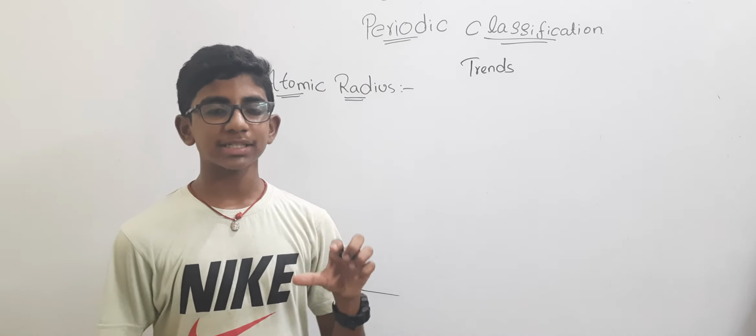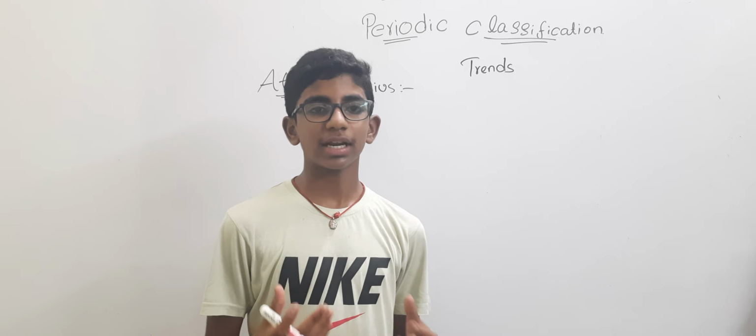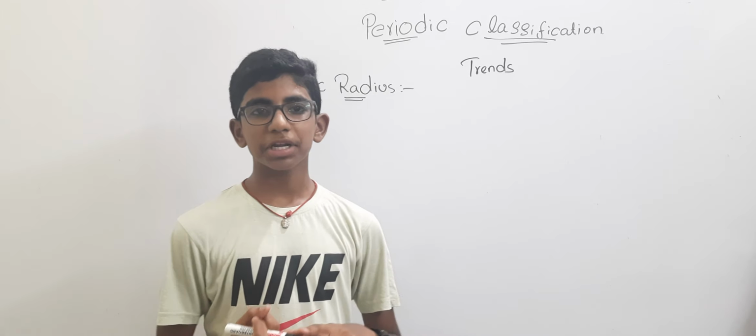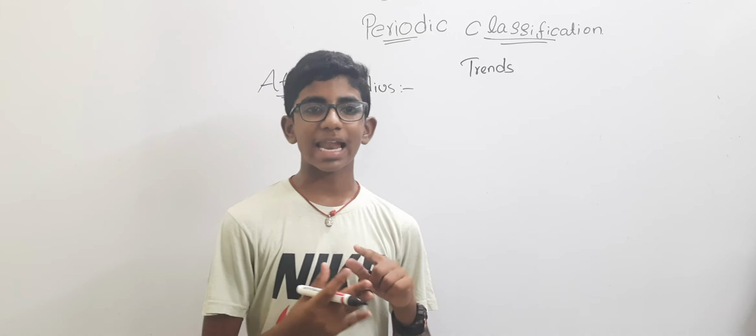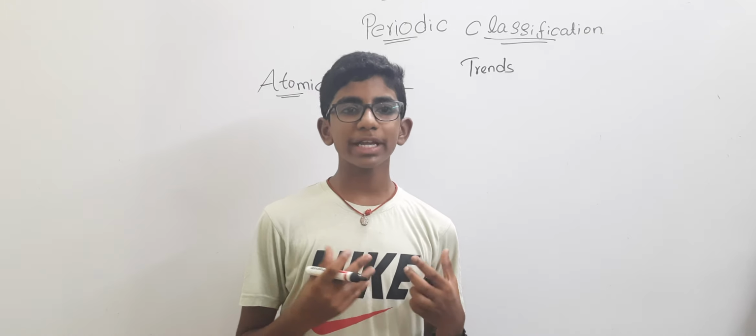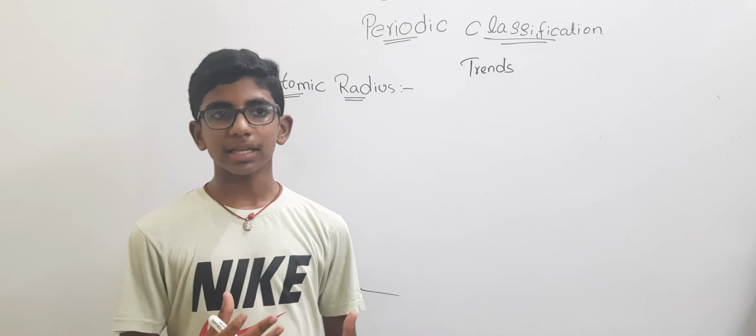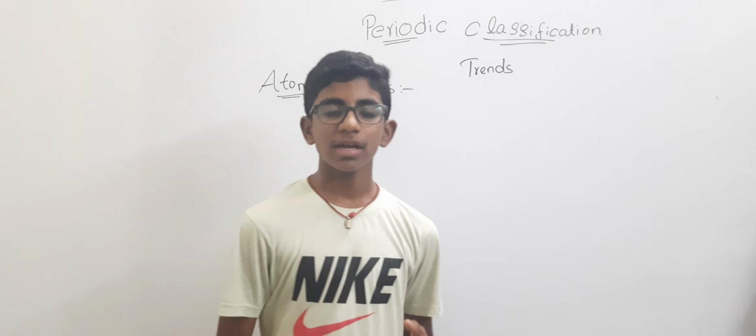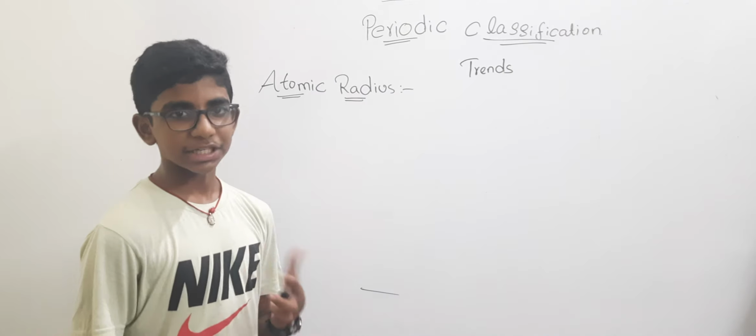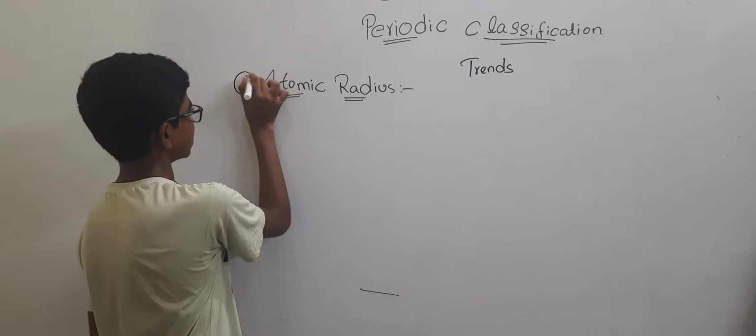There are so many types of periodic trends, like atomic radius, ionization potential, electron affinity, electronegativity. These are the periodic trends in our periodic classification lesson. In this lecture, we will discuss atomic radius.